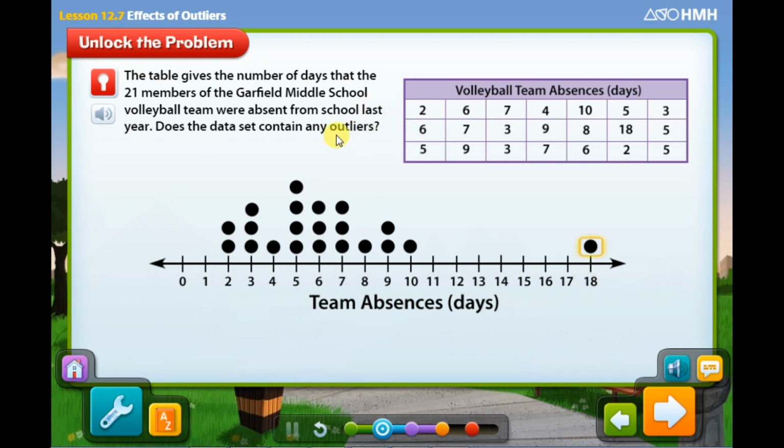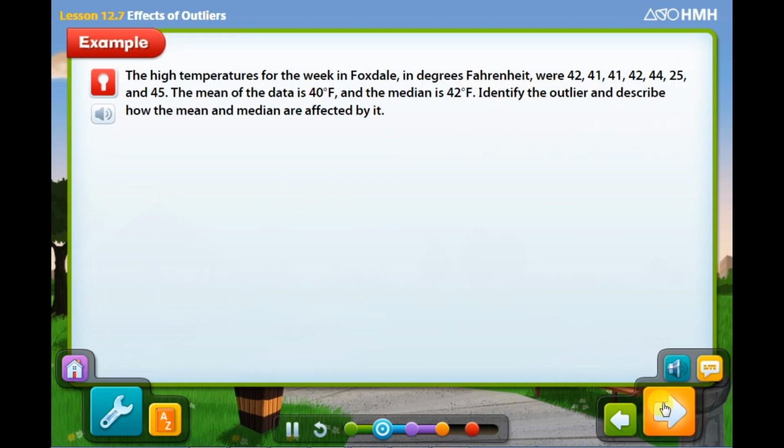So now you know what the outlier is. The outlier is a number that is much less or much greater than the other numbers. 18 is an outlier for this data set. Now you know the outlier. Let's see another example. Let's look at a set of data to determine if the outlier affects the mean and median.